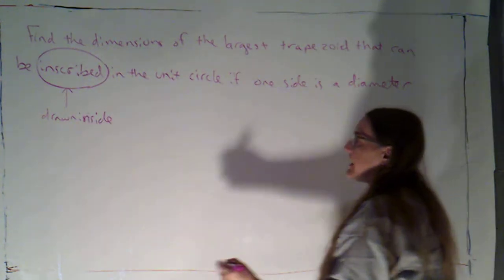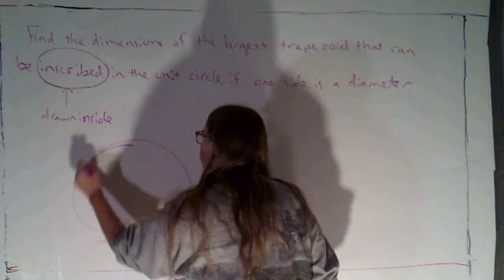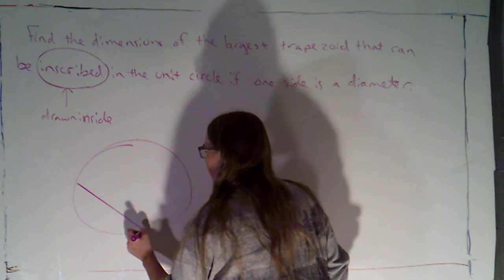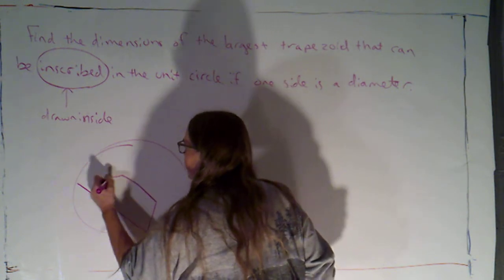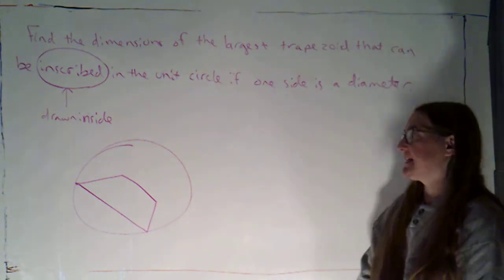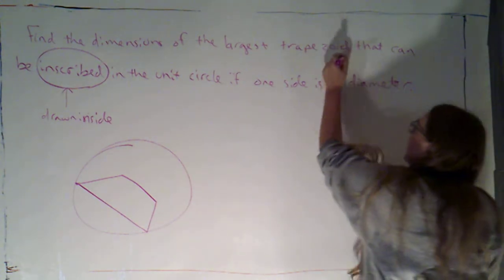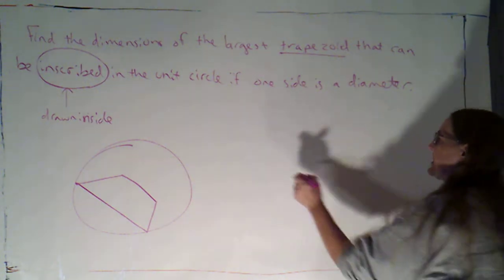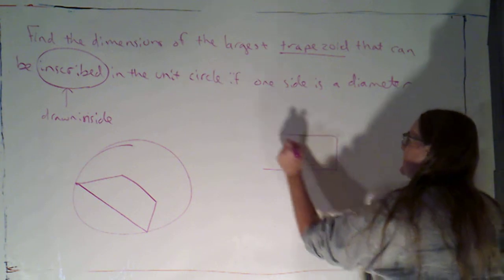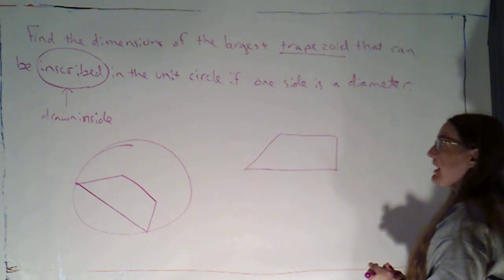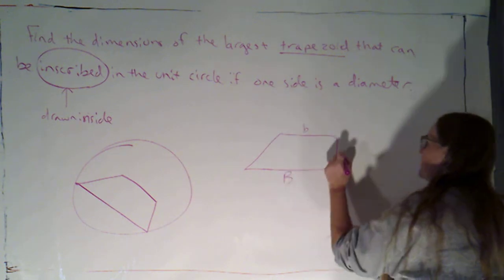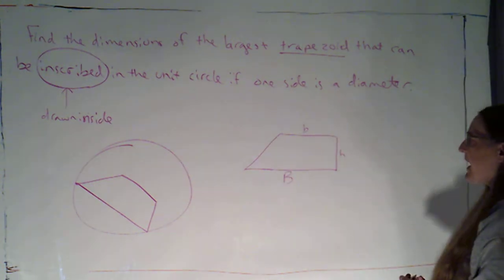Okay. And if this is my unit circle, it counts as being drawn inside if some of the points are on the boundary. So these corner points don't have to be strictly inside. Now a trapezoid just means that I'm going to have two parallel sides, but that are not necessarily the same length. So with a trapezoid, I've got two different bases and the height.